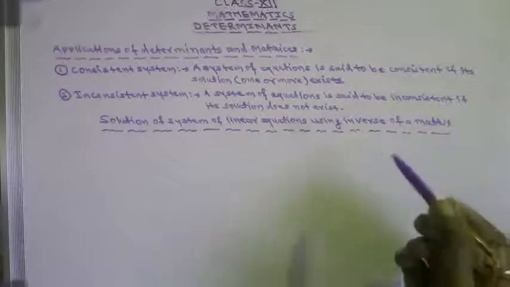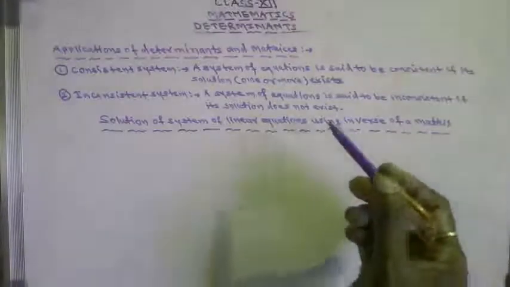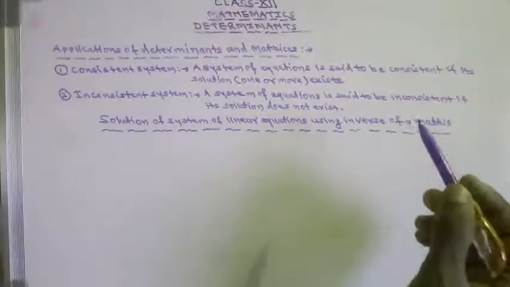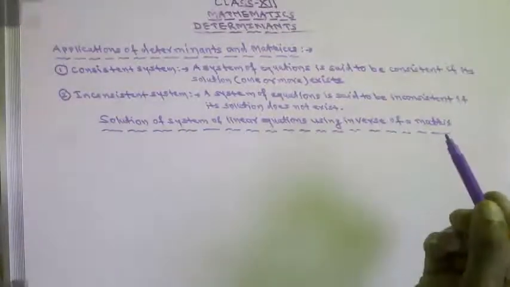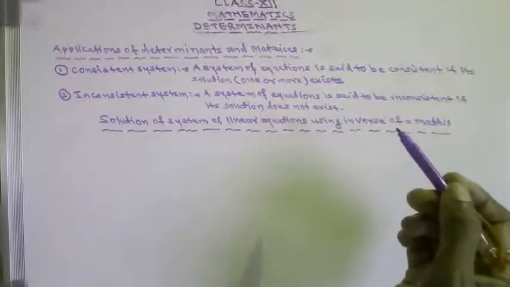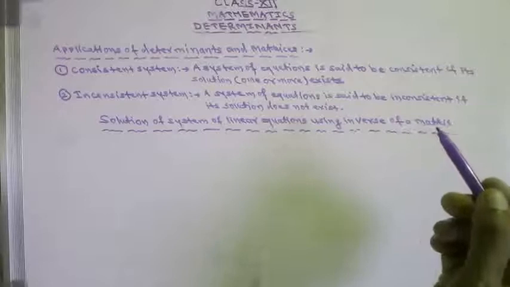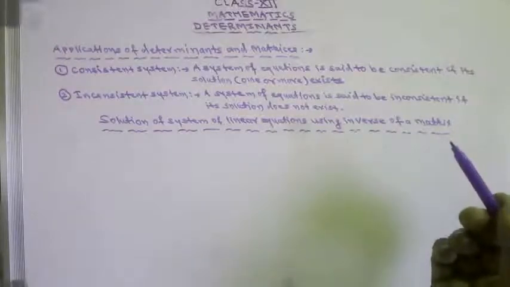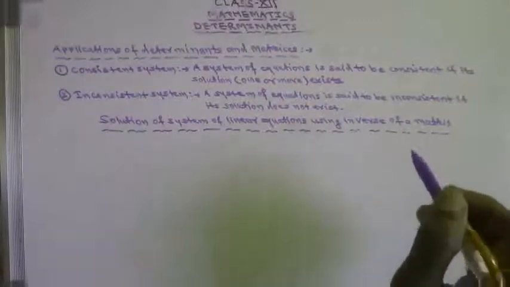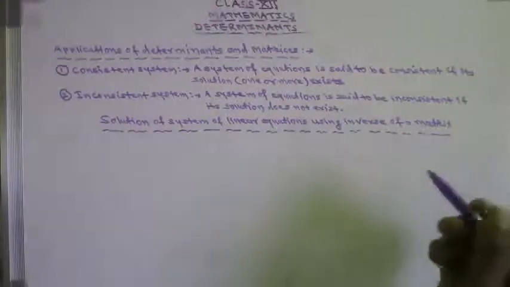Now here we have to find the solutions of the linear equations by using inverse of a matrix, because in the previous video we have seen that A inverse equals 1 upon determinant of A into adjoint of A, and here we have to use that to find these solutions. So for this let us consider three equations.